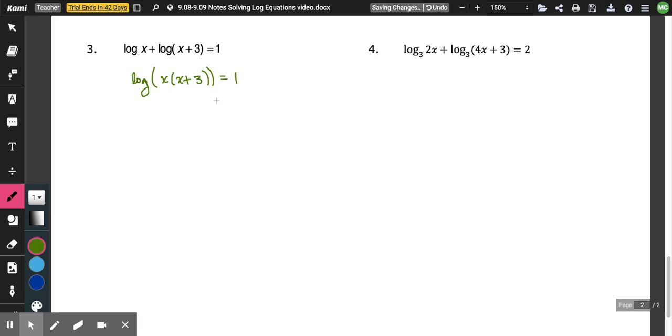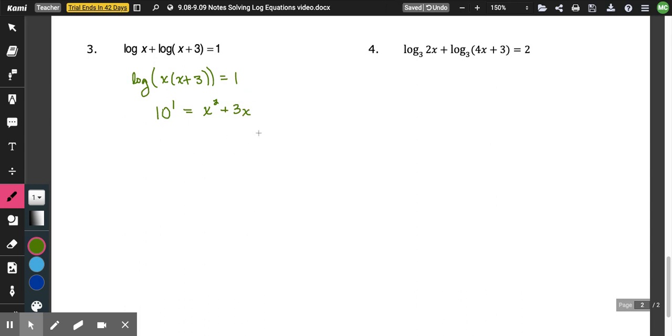And then from there, I would need to change it to its exponential form in order to continue solving, since there is no log on the right-hand side of this. So this time I do need the base of this logarithm, and like we talked about yesterday, since there is no base written, we know that the base is 10. It's a common log. So when I rewrite this in exponential form, I would say 10 to the power 1 is equal to the argument there. I'm going to go ahead and multiply those together while I'm at it. So that would be x squared plus 3x.